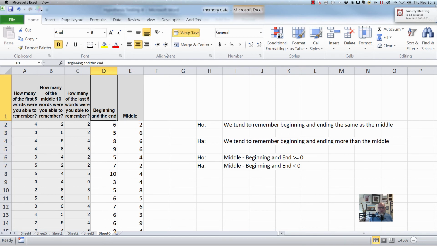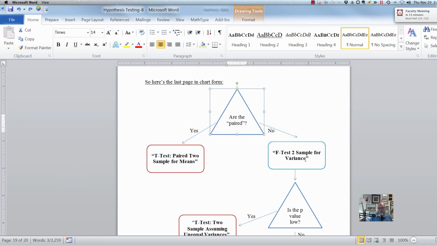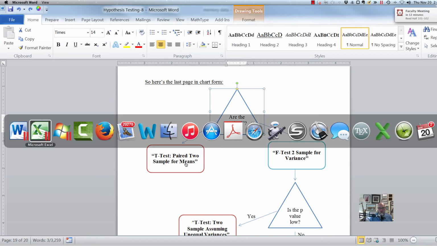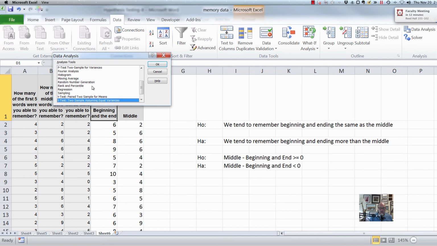So in fact, if we look at the paired data path, we don't have to do this f-test. We just go right down to t-test paired two sample for means. We don't have to do this guy in the middle. So let's do that. Here we go. Data analysis, t-test paired two sample for means. Click on OK.